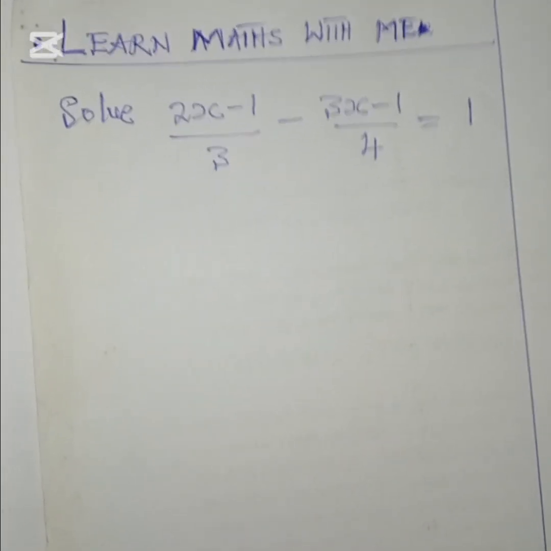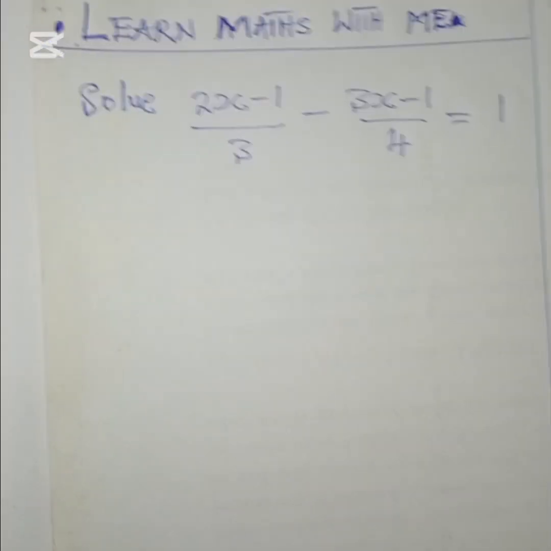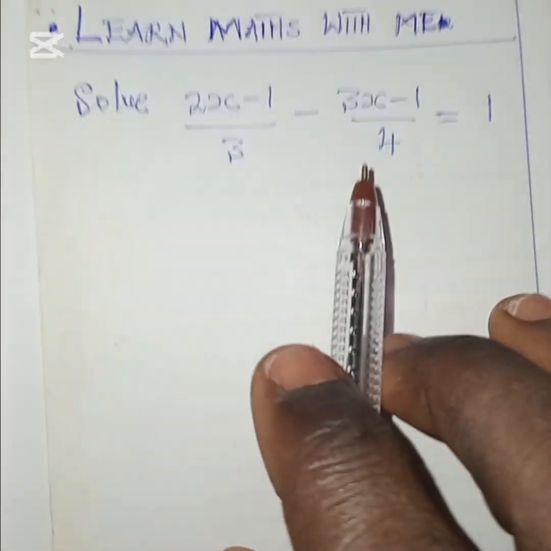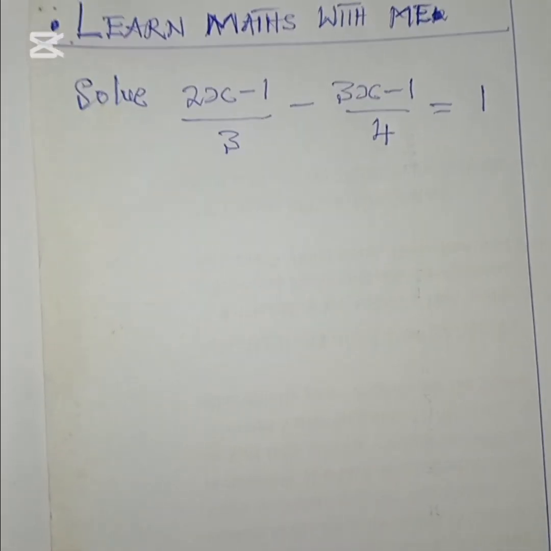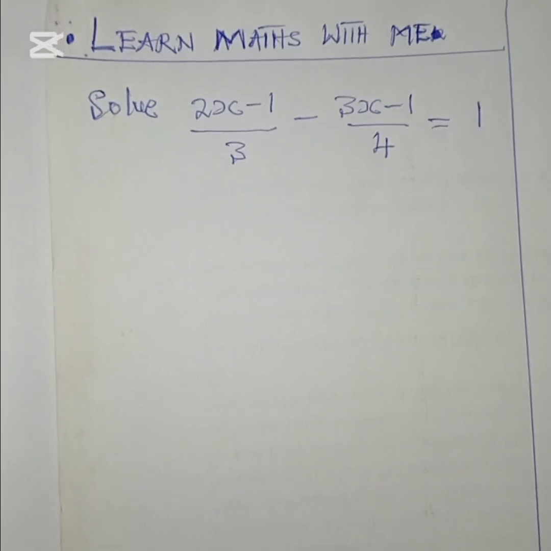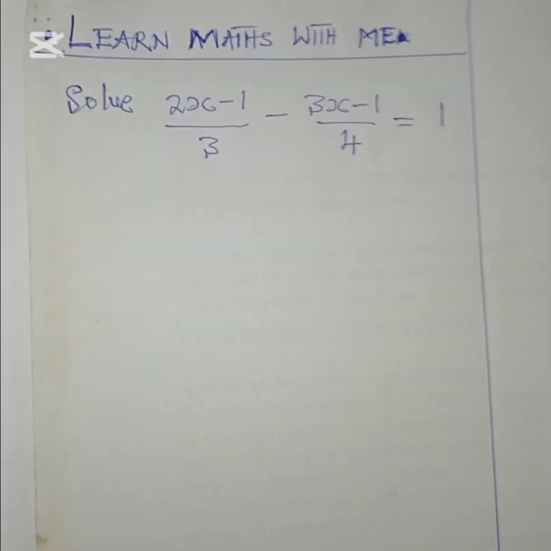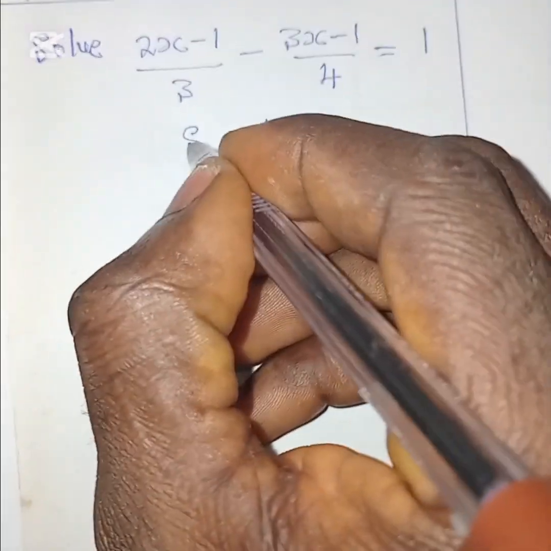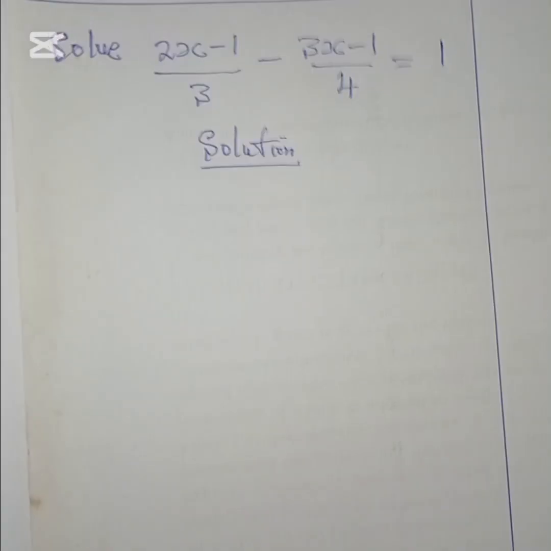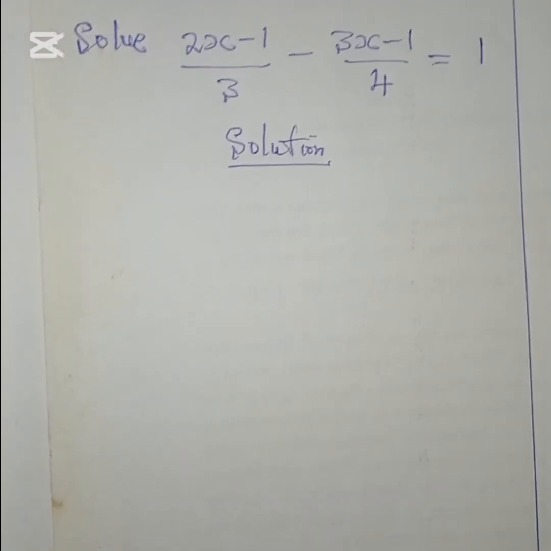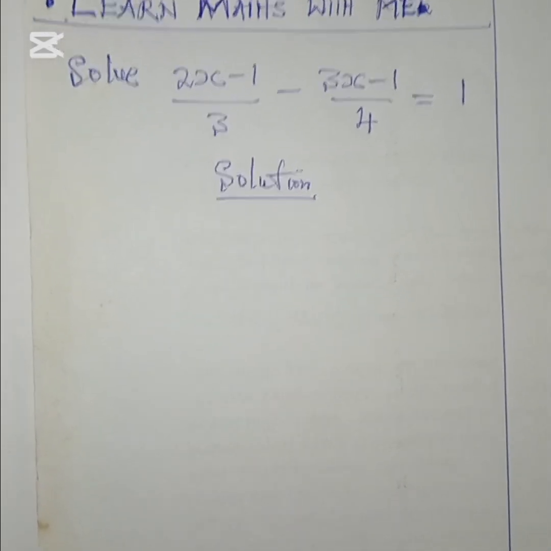Now this is a very simple thing. What we are looking for is the value of x. So we are going to solve and find the value of x at the end of the question. x remains the unknown. The first thing you do is write "Solution." Writing solution means you have started the process of finding the value of x.